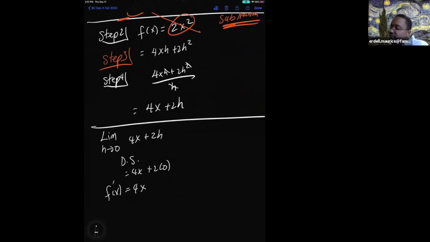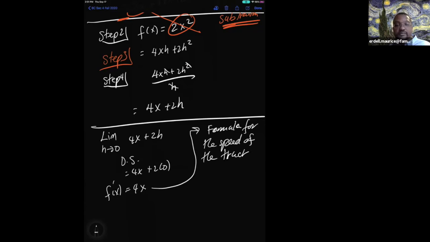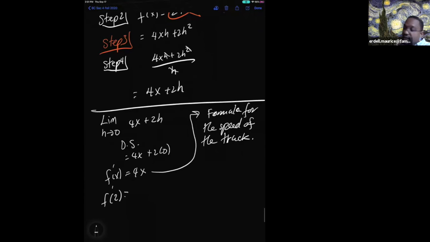This derivative right here is a function or a formula for the speed of the truck. Can you see that right here? Well, not can you see, I'm telling you that's what it is. So remember earlier on when the speed at time 2 was 8? The 8 was 8 feet per second at time equals 2. If I take this function and I plug in 2, I get 4 times 2, I get the 8 feet per second that we got earlier on.